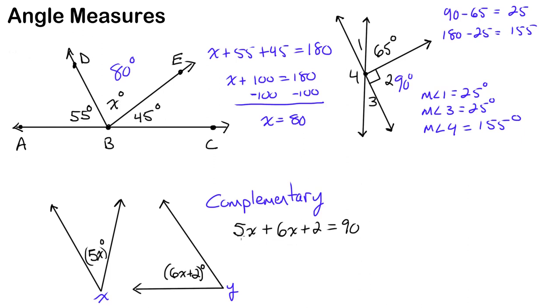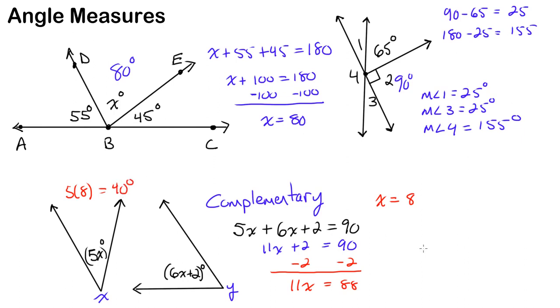I can combine like terms here. 5x plus 6x is 11x plus 2 equals 90. Subtract 2 from both sides, and I get 11x equals 88. And we know that 88 divided by 11 is 8. So we know that x equals 8. So now, the measure of angle X is 5x, and 5 times 8 equals 40. So the measure of angle X is 40 degrees.